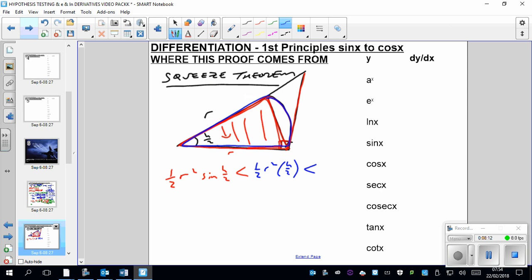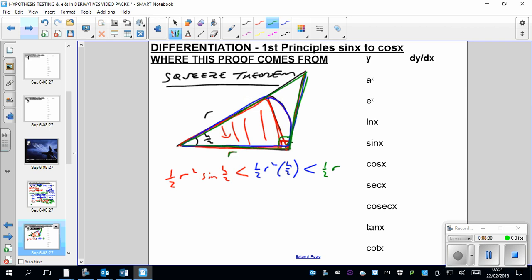Which must be less than the area of this big triangle. But what's the area of this big triangle? Well, I need to do half times base times height. I know the base is r, so half base, and now I need to work out this height here, which is a right angle triangle, so I can use SOHCAHTOA.